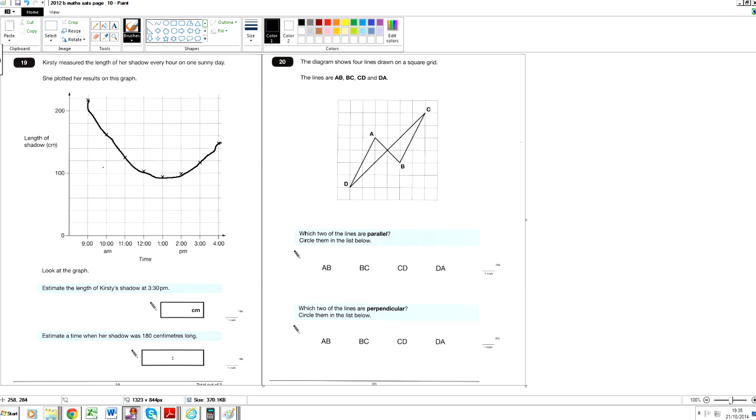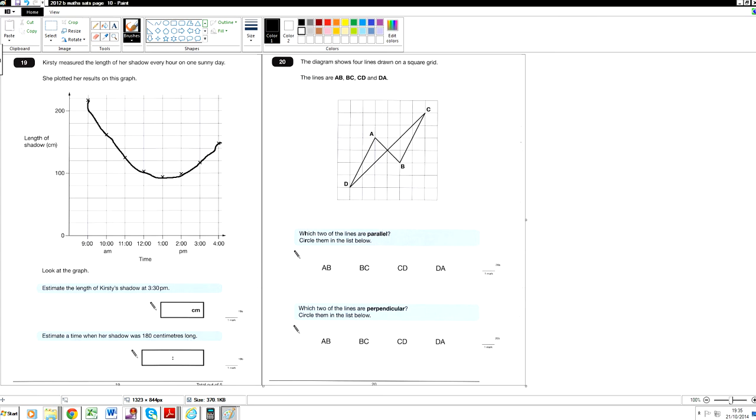Okay, folks, apologies for the slight dinginess, I've done a freehand curve using the equipment I have here. It's a bit difficult to draw the curve accurately, so apologies in advance. Estimate the length of Kirsty's shadow at 3:30 p.m. So we need to go up and we need to go across. Is it 6? Is 3:30 right by here? Hang on a second.